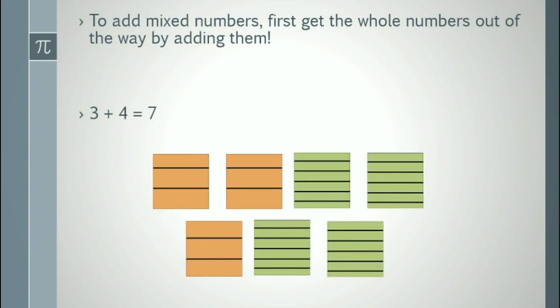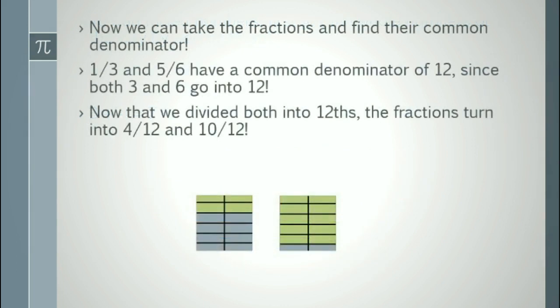3 plus 4 equals 7. Now we can take the fractions and find their common denominator. 1/3 and 5/6 have the common denominator of 12, since both 3 and 6 go into 12. Now that we have divided both into 12ths, the fractions turn into 4/12 and 10/12.